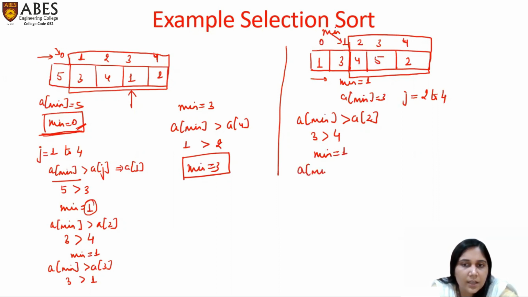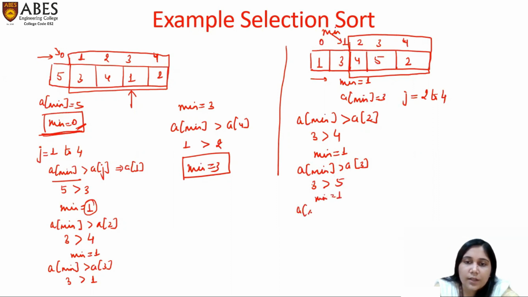Now again I am going to check whether a of min is greater than a of 3. Okay, so a of min is what? A of min is still 3. A of 3 is 5. Now you can see that the condition is again false. So minimum will remain 1.